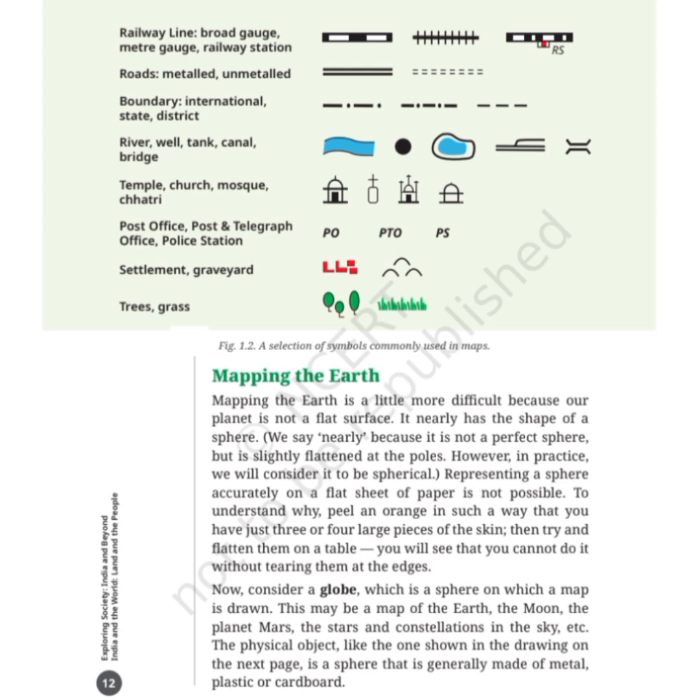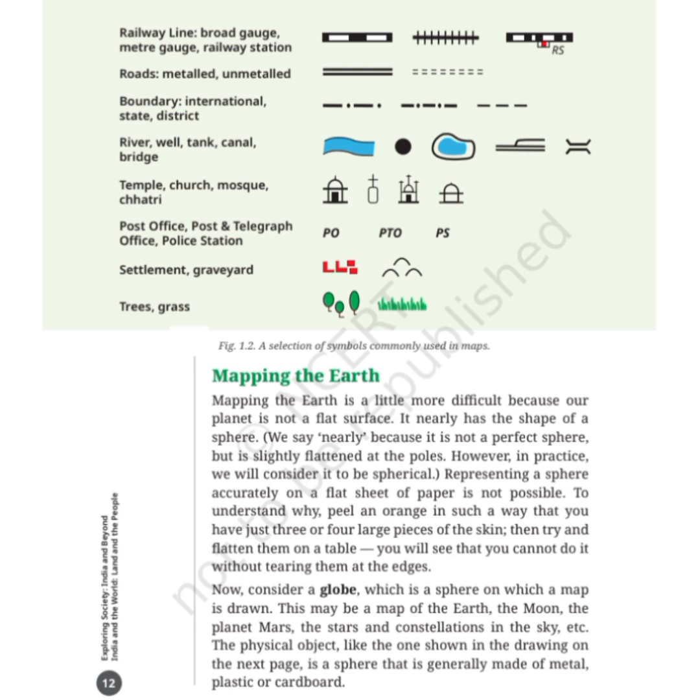Mapping the Earth. Mapping the Earth is a little more difficult because our planet is not a flat surface. It nearly has the shape of a sphere. We say nearly because it is not a perfect sphere, but is slightly flattened at the poles. However, in practice, we will consider it to be spherical. Representing a sphere accurately on a flat sheet of paper is not possible. To understand why, peel an orange in such a way that you have just 3 or 4 large pieces of the skin. Then try to flatten them on a table. You will see that you cannot do it without tearing them at the edges.